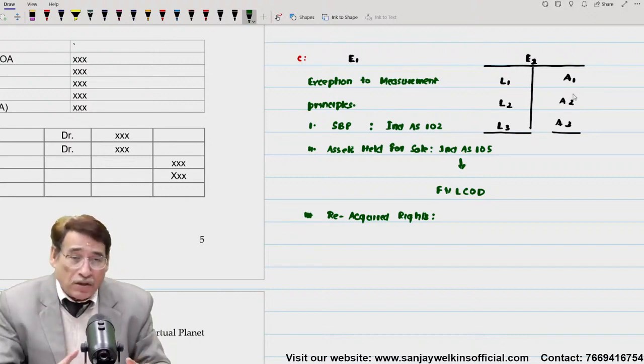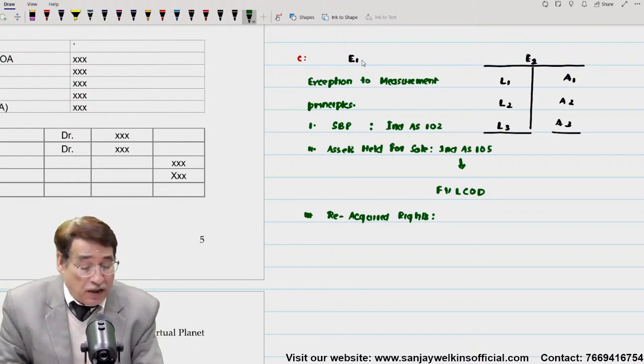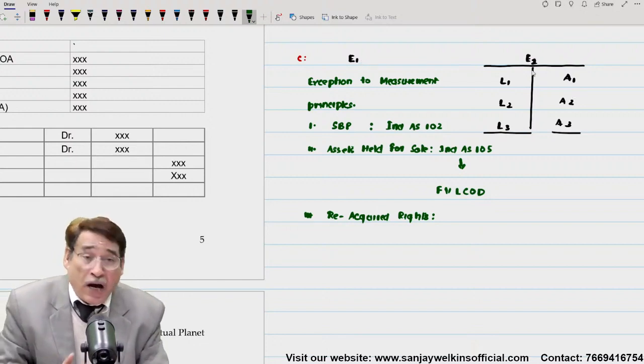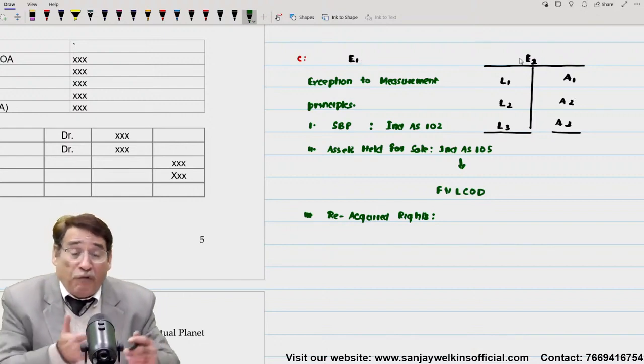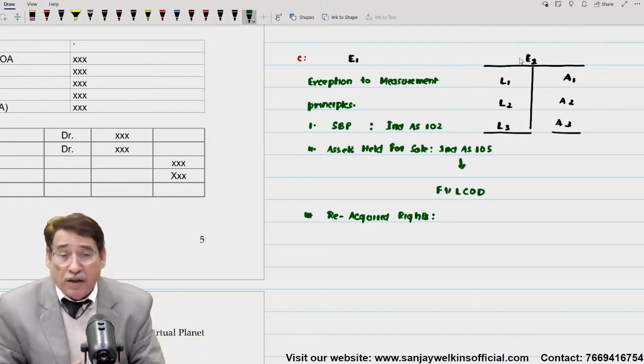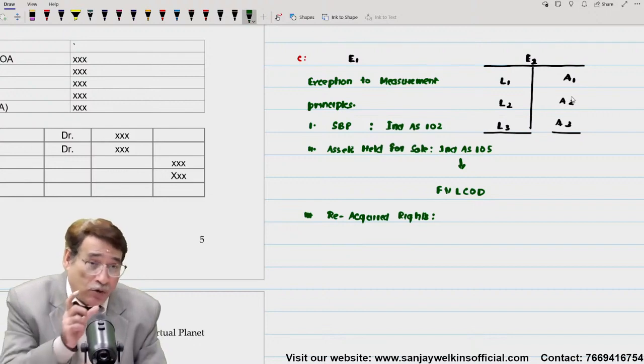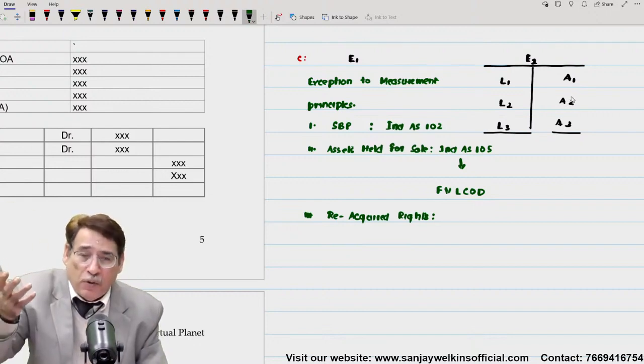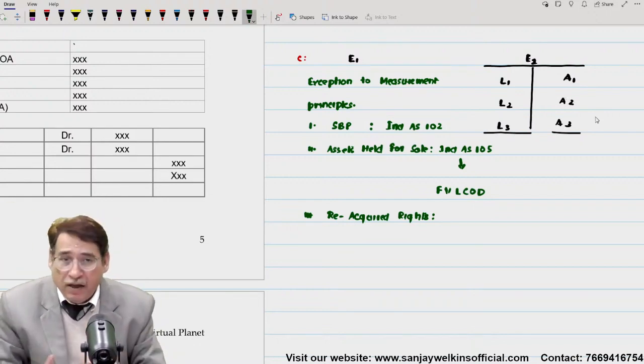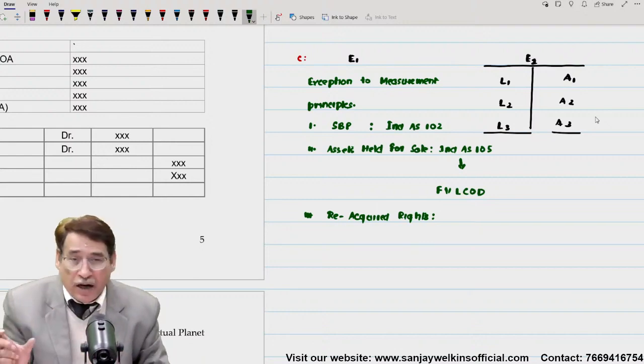Now, what happens? Let us say after 4-5 years, E1 Limited acquires E2 Limited. If we are acquiring E2 Limited, then what will happen? It means the right which we had given to them earlier, 3-4 years ago, now we will take them back. That is known as reacquired rights, correct?